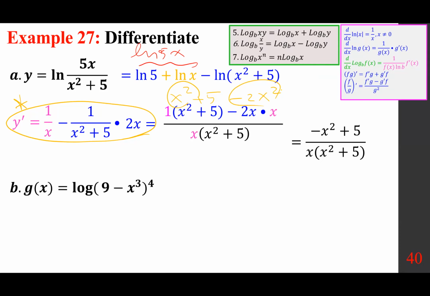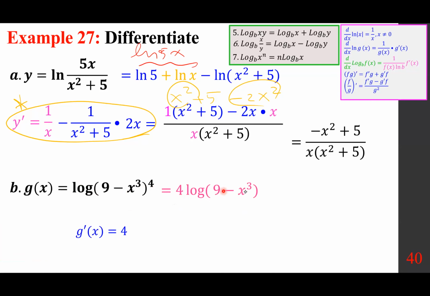We want to take the derivative of log of 9 minus x cubed to the power of 4. Well, first and foremost, I like to decompose the log. So I'm going to bring the 4 in front using the power rule for log. Then in order to differentiate this, first, 4 is the multiplier, and I'm going to keep it.